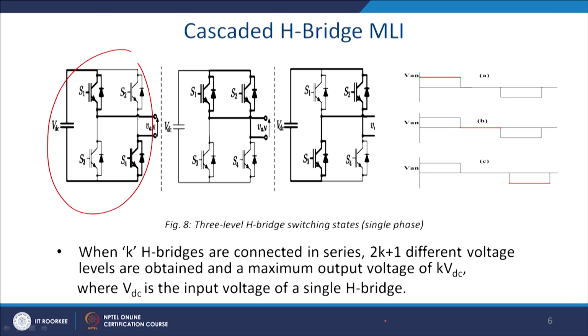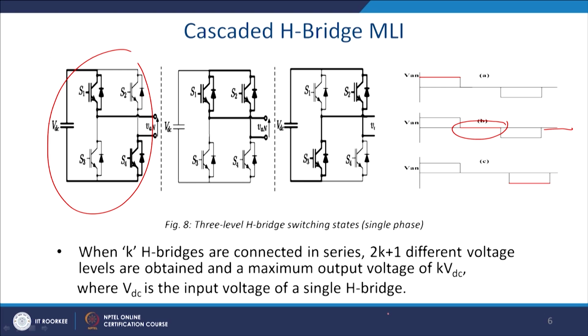and when you close the two upper switches in this configuration you get 0, and similarly, when S2 and S3 are shorted you get minus DC bus voltage here, and in the same way you can short the two lower switches, again you get 0 here, and we require to cascade both of them.